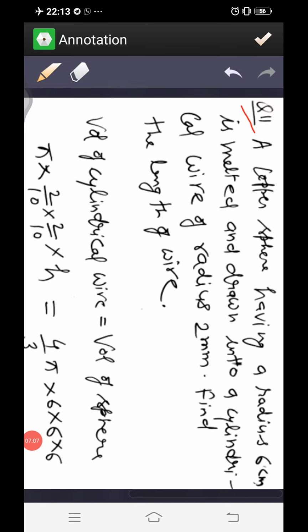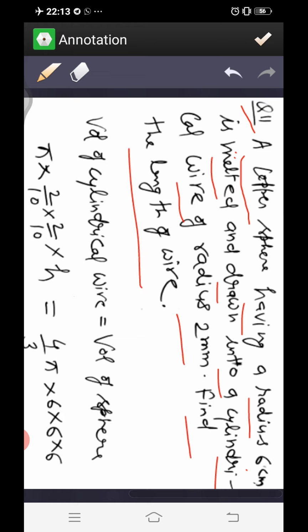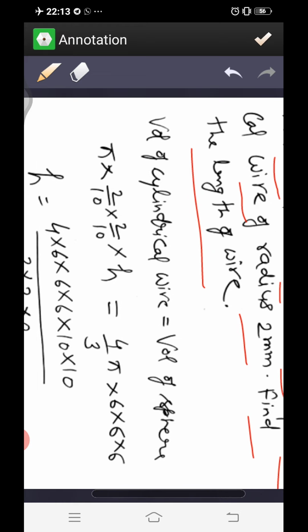Question number 11. A copper sphere having a radius of 6 cm is melted and drawn into a cylindrical wire of radius 2 mm. Find the length of the wire. So here one sphere is melted and made into a cylindrical wire, so the volume of the cylindrical wire is equal to the volume of the sphere. Volume will remain the same on melting and recasting; in such cases, volumes are always equal.